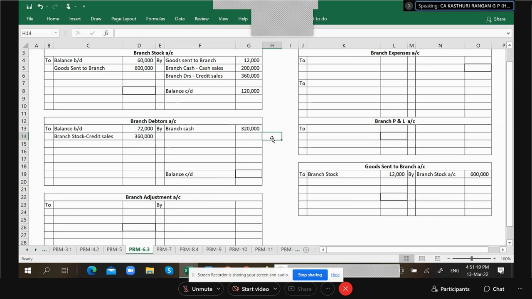Because branch will receive the money, you have to debit the branch cash, not HO cash. Later, branch will send the money to HO. Right now, customers will pay the money to the branch. So branch cash account debit to branch debtor.